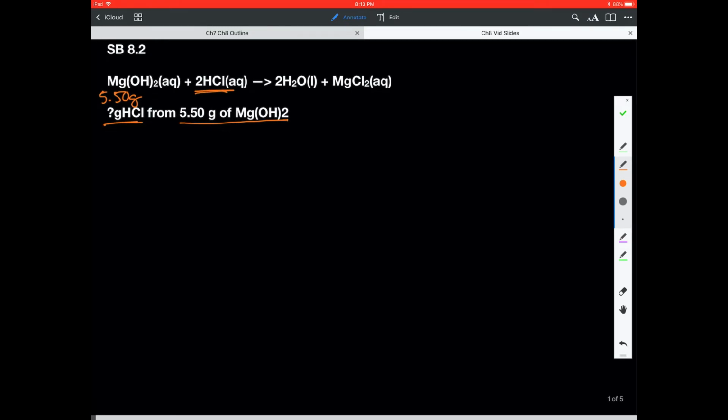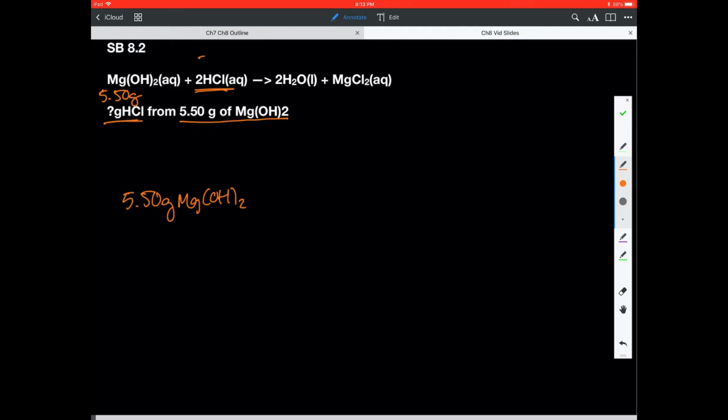Unless we're told otherwise or the question alludes to something else that we should think about, for this section we have one given, and we can assume that any other reactants are present in abundance, in excess, okay? All right, so 5.50 grams of Mg(OH)2, and I would like to talk about grams of HCl. Did I write that right? I think I did. I would like to know how many grams of HCl.